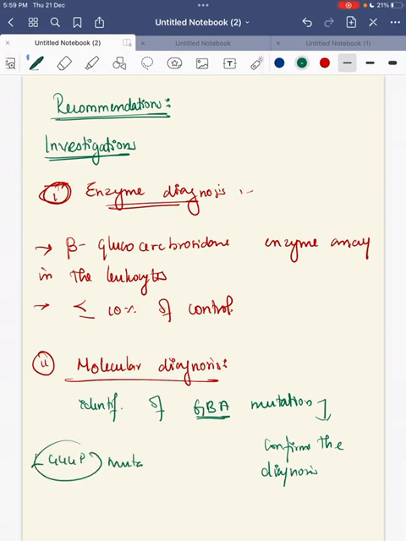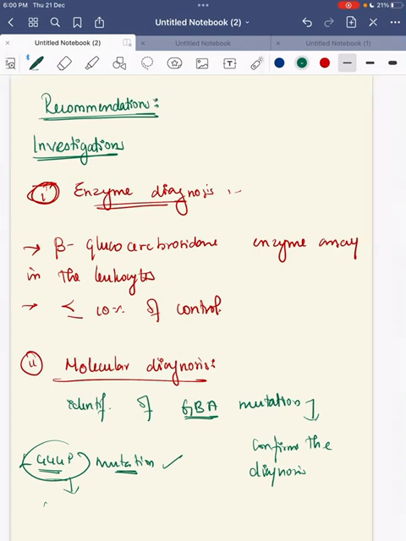Since in India the high prevalence of Gaucher's disease is mainly because of the L444P mutation, when you find an L444P mutation in a child with the symptoms of Gaucher's disease, it confirms the diagnosis. If there is no L444P mutation, next you have to go for complete evaluation, that is full sequencing of the entire coding regions of GBA. That helps in confirmation of your diagnosis.